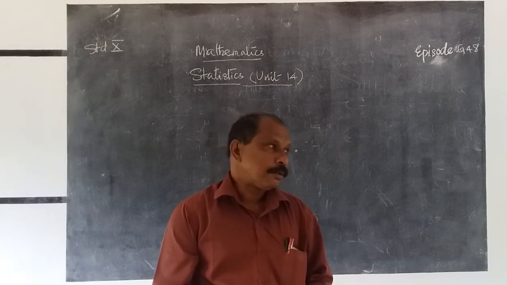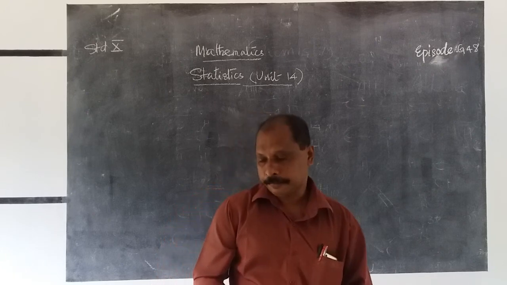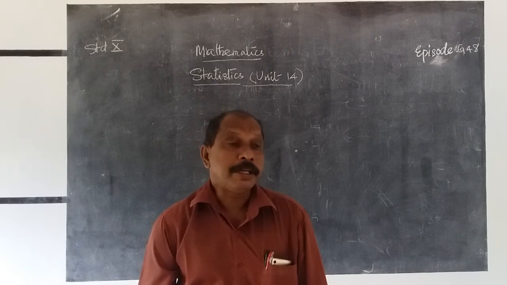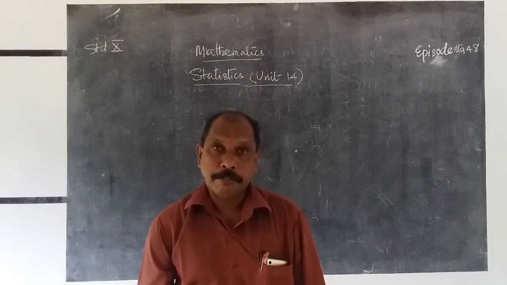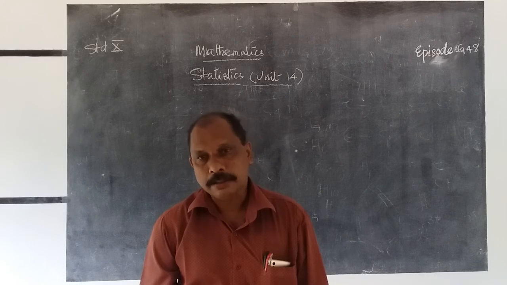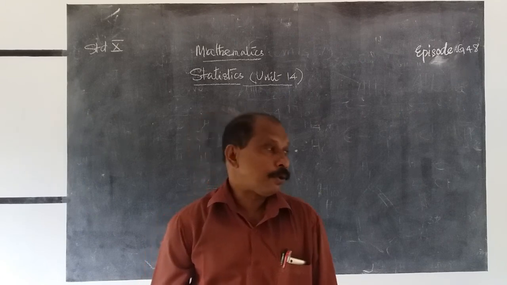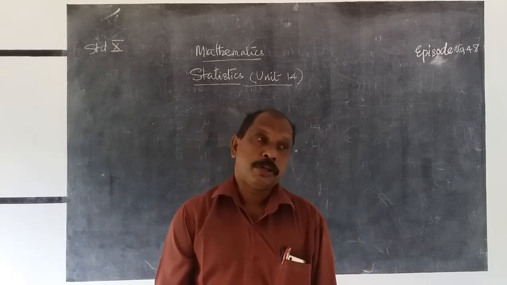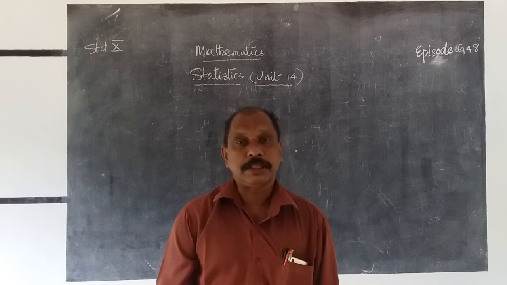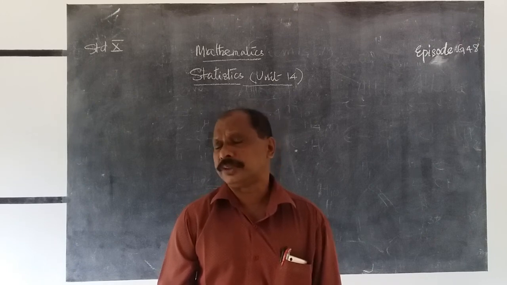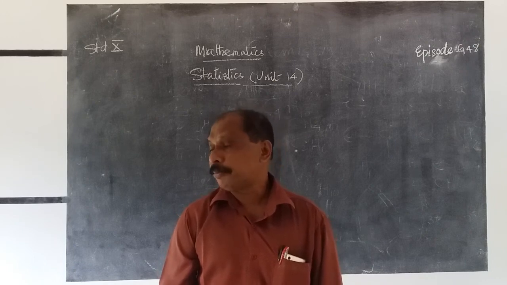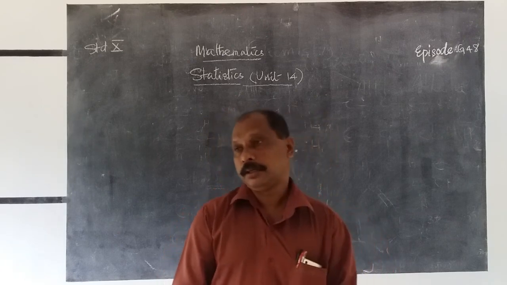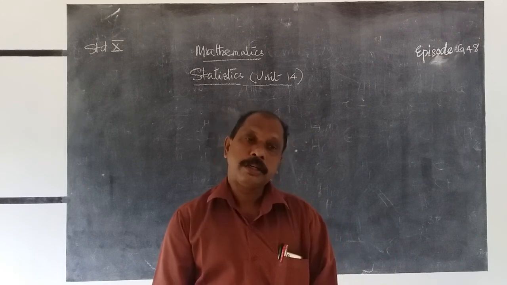In arithmetic progression, we know that if A, B and C are consecutive terms of an arithmetic progression, then B is equal to (A plus C) by 2, which is the arithmetic mean. There are two values, A and C. The sum of these two values is divided by 2 because there are two numerical values in the data. We get the arithmetic mean.